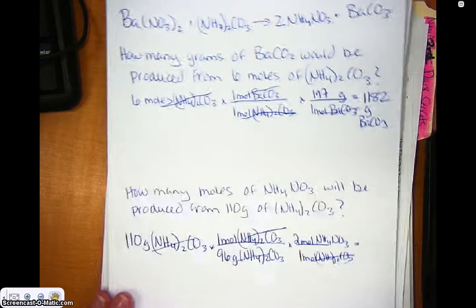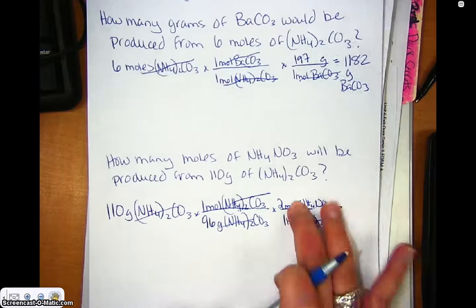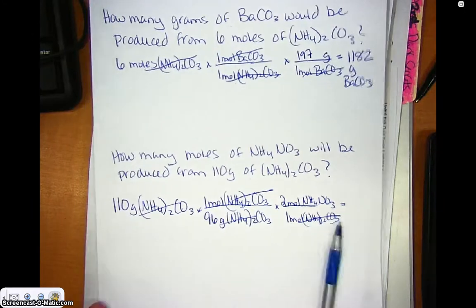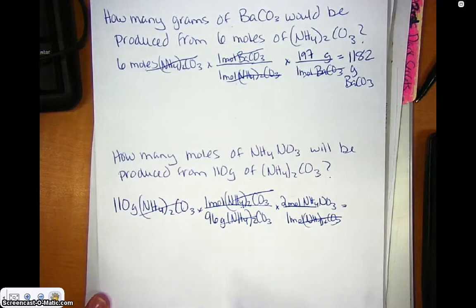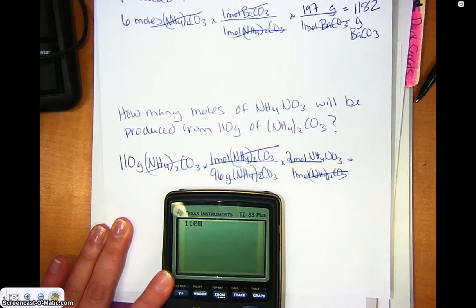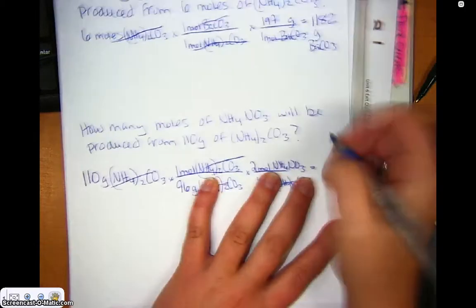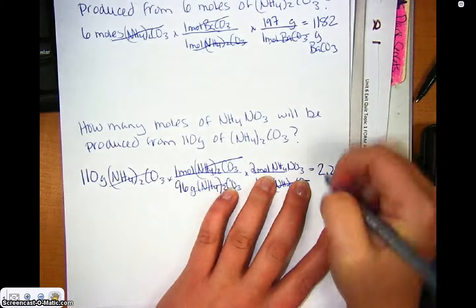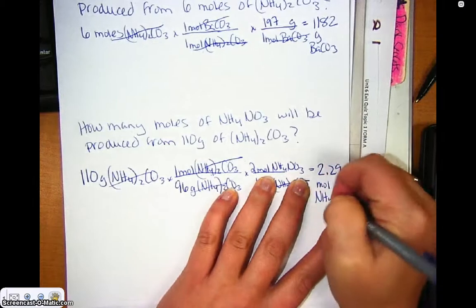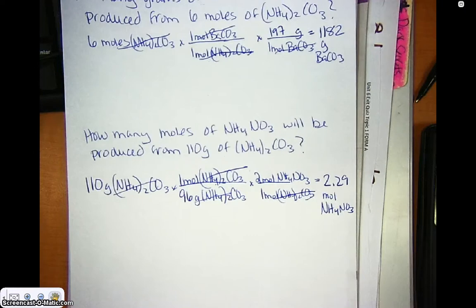Then I just need to punch it into my calculator. I'll take 110 divided by 96 and then multiply by 2. I always work my way left to right. If the number is on the bottom, I divide. If the number is on the top, I multiply. So 110 divided by 96 times 2, and I get 2.29. That is moles of ammonium nitrate. All right, so these are grams to moles or moles to grams problems. In the next videos, I'll start to do some practice problems that involve other amounts.